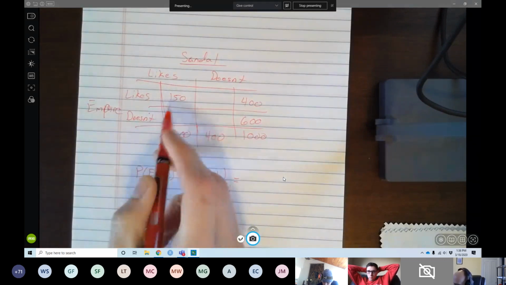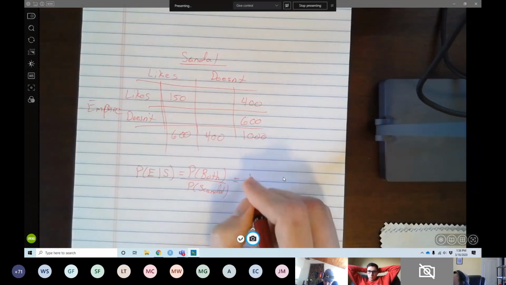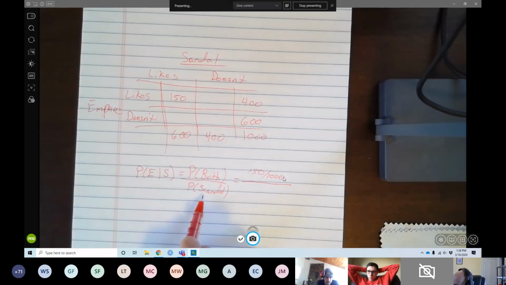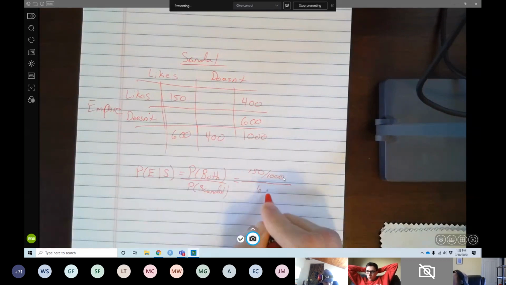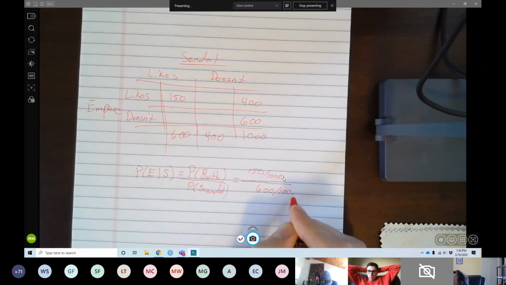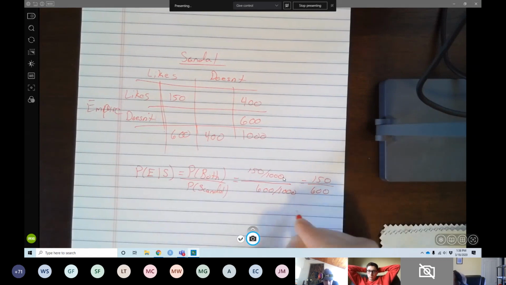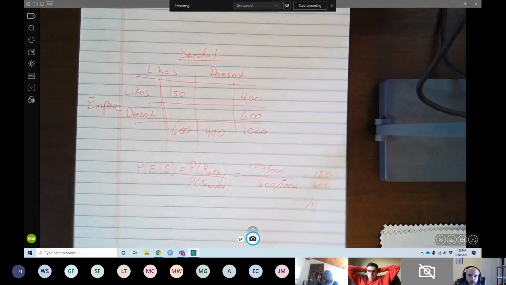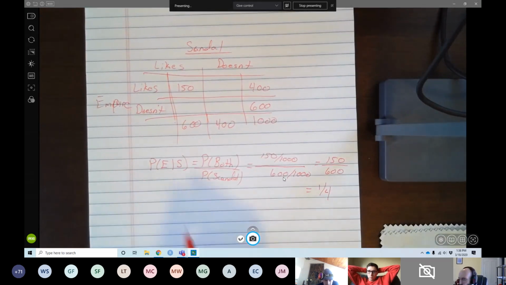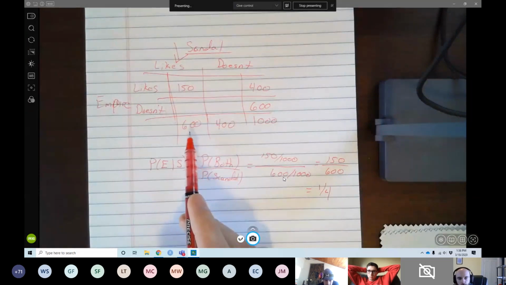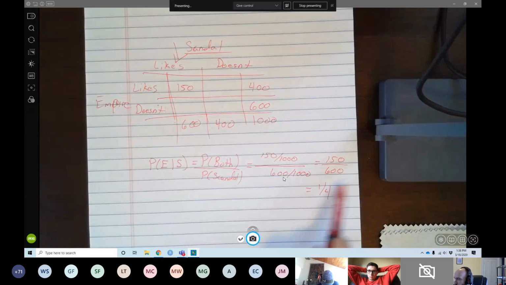So the probability that somebody likes both is 150 over 1,000, divided by the probability somebody likes Scandal. There are 600 people out of 1,000. And if you reduce it down, it's going to be 150 over 600, or 1/4. Another way you can think about it is we know they already like Scandal, so we can just focus on this column. So there are a total of 150 people who like both out of the 600 people available, and that gives us our conditional probability of 150 over 600, or 1/4.